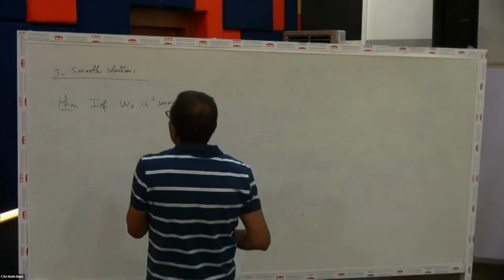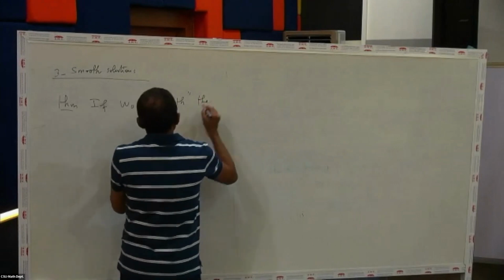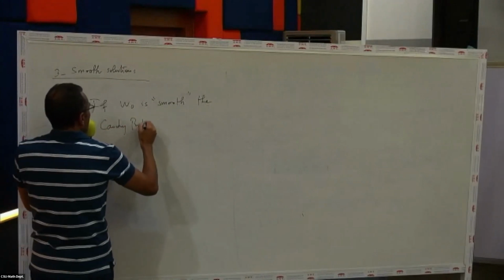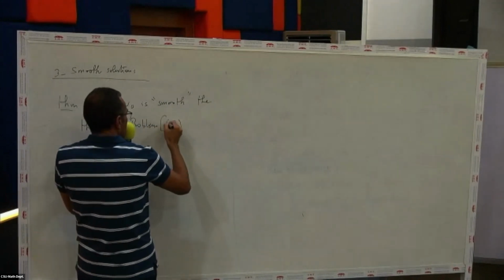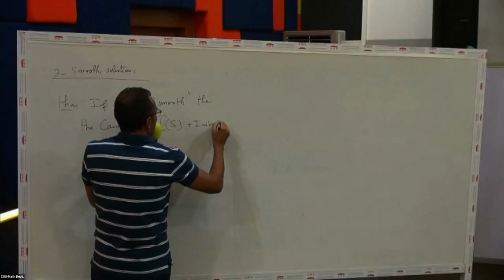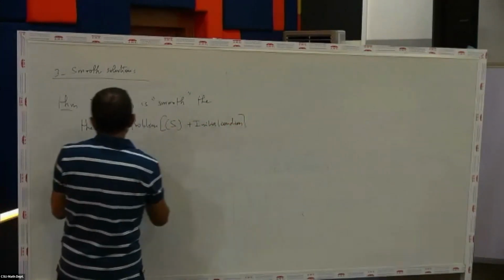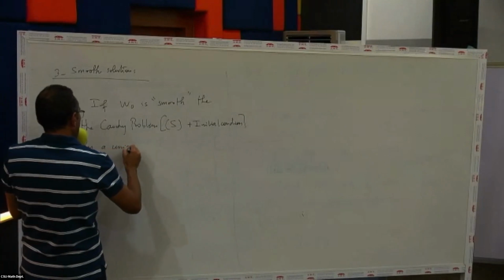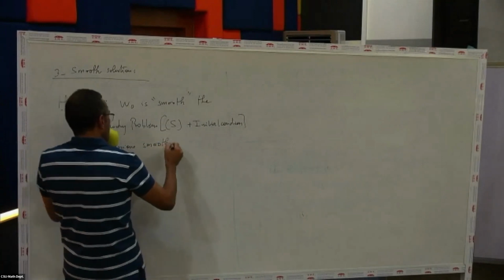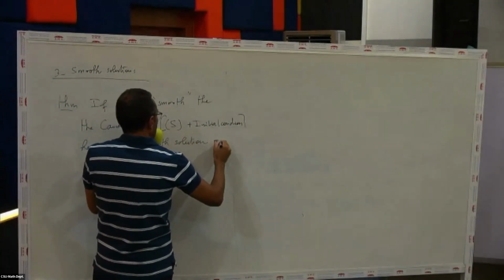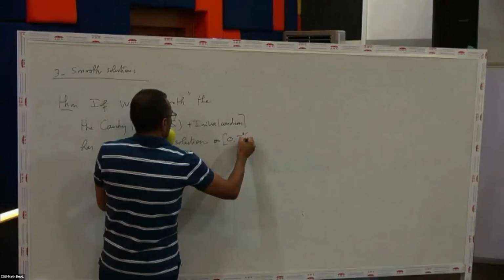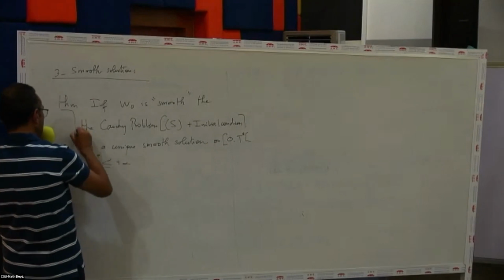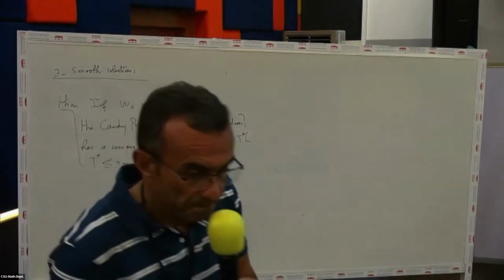It's a joke. If W0 is smooth, then the Cauchy problem, which means the system S plus the initial condition, has a unique smooth solution on some interval [0, t*). Here t* is less than plus infinity, and generally it is strictly less than plus infinity in almost all cases.